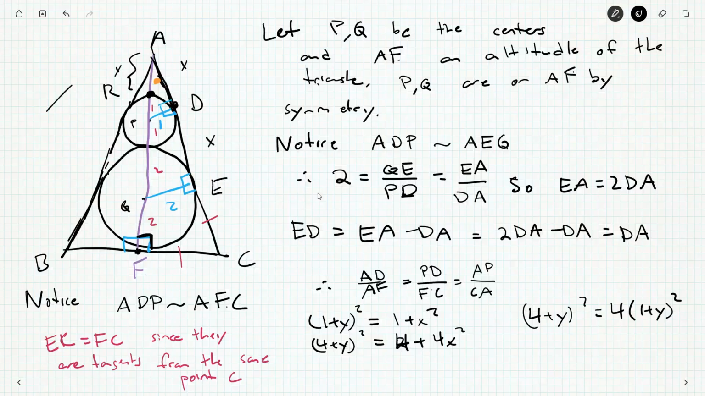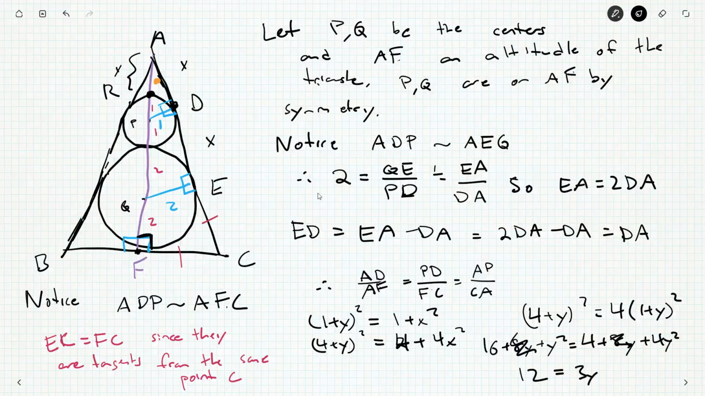So I'm choosing to do a computation route because I don't think I can do a similar triangle thing anymore. I'm sure there is one, one's not coming to mind right now. So that's 16 plus 8Y plus Y squared is 4 plus 8Y plus 4Y squared. Those cancel, so we'll have 12 is 3Y squared. Y squared is 4, so Y is 2. And that tells me X is root 8. So all I need to do is show that this down here is also root 8.